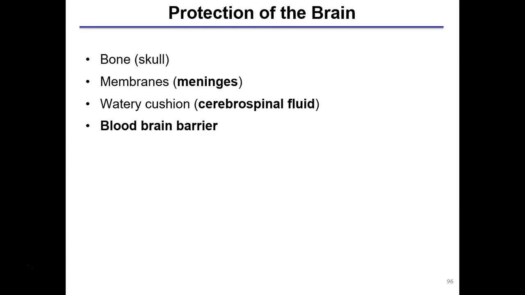pia mater. And in addition to the meninges, we have a sort of a water cushion layer, which is formed by the cerebral spinal fluid, which circulates within the subarachnoid space between the arachnoid mater and the pia mater on the outer surface of the brain and the spinal cord. And finally, there's sort of a chemical barrier known as the blood-brain barrier, which helps protect the neurons within the central nervous system, or within the brain at least, from any potential toxins or any drugs or potentially harmful substances that might be circulating in the blood.